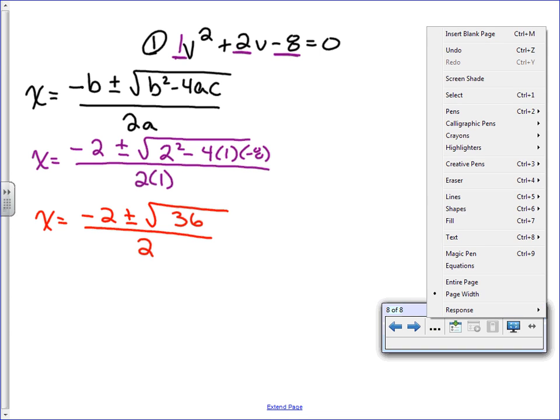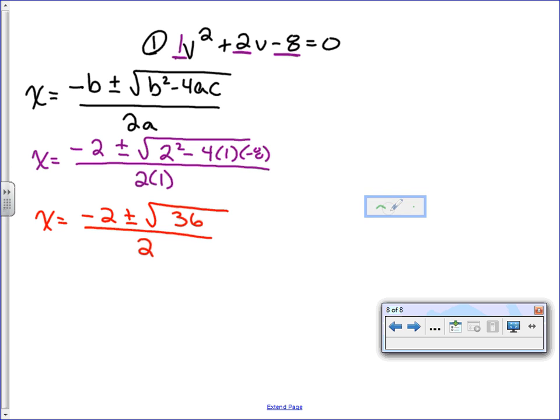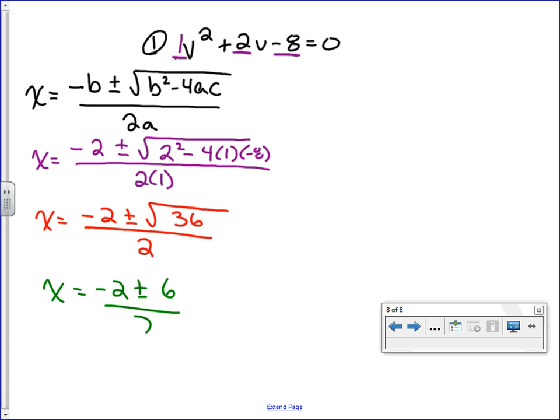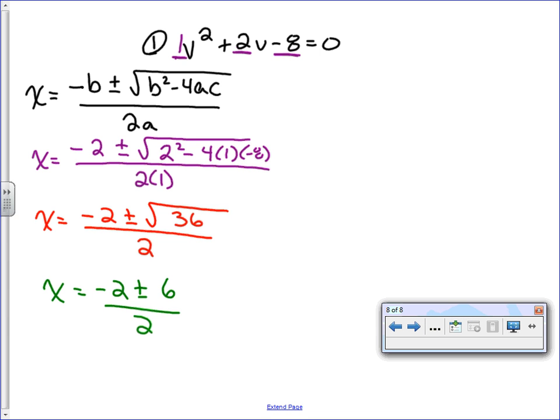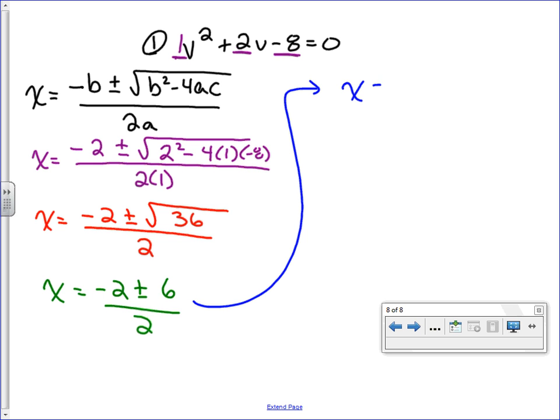All right, the next thing we're going to do is try and take the square root of 36. Anybody know what the square root of 36 is? 6. So I'm going to replace that with a 6. Everything else is still the same. So the square root of 36 was 6. I'm starting to run out of room, so I'm going to bring the work back up here to the top. And I have x is equal to negative 2 plus and minus 6 all over 2.